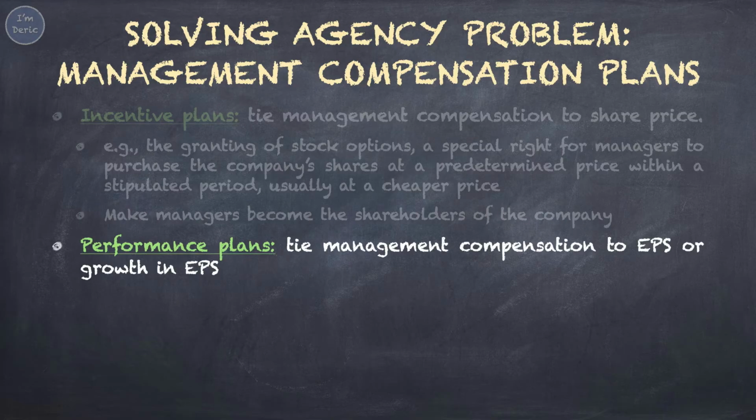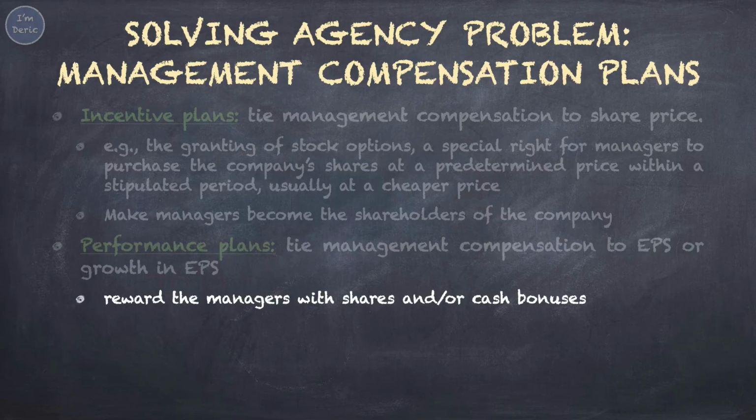Another similar management compensation plan is the performance plan. Performance plans tie management compensation to EPS, or growth in EPS. EPS is earnings per share, something related to share price as well. If the managers can hit the targeted EPS, reward the managers with shares and/or cash bonuses. These plans can help align the needs of managers and shareholders, so that managers are working for the shareholders' benefits and their own benefits at the same time.